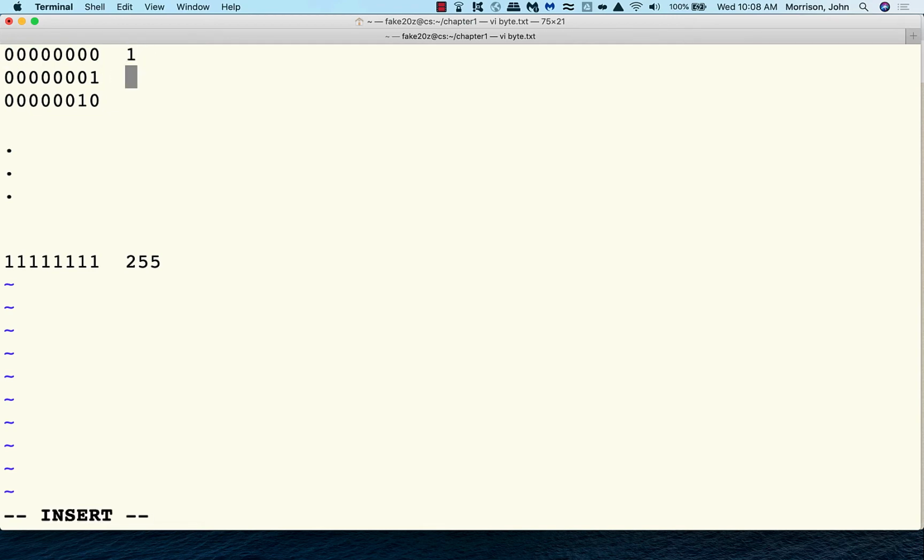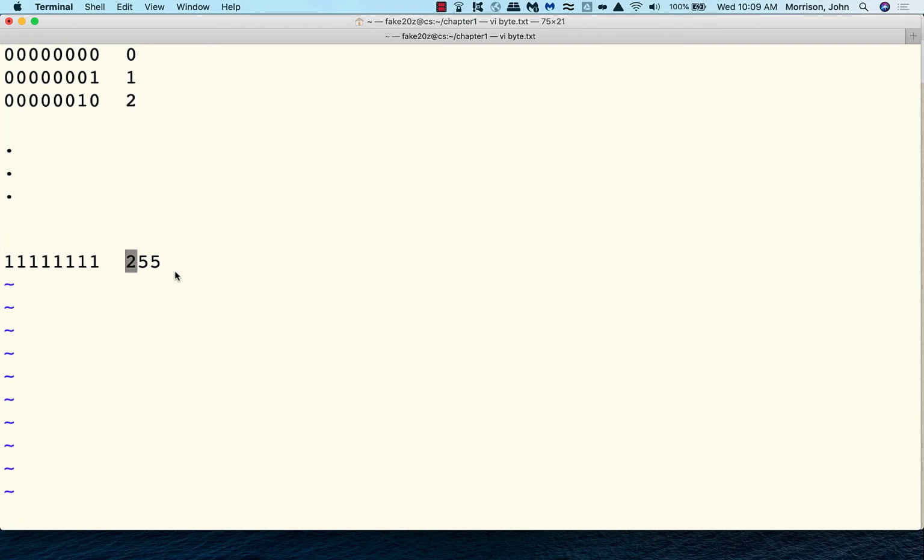Here's 0. Here's 1. Here's 2. And the way we know how binary numbers work, this is the ones place, 2s, 4s, 8s, 16, 32, 64, 128. So the largest possible number that can be stored in a byte in an unsigned format is 255.